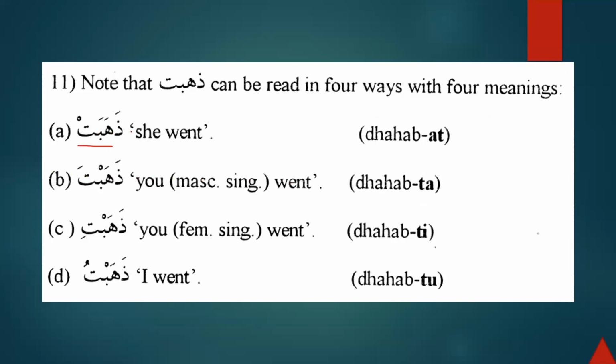For example, dhahabat we learned today, that means she went. Dhahabta, that means you went. Dhahabti, that means you went, for the singular feminine. And dhahabtu, I went. These are the four that we have learned already through the books. However, I have given you all the 14, and now inshallah it's entirely up to you to memorize all these 14 forms of the verb.